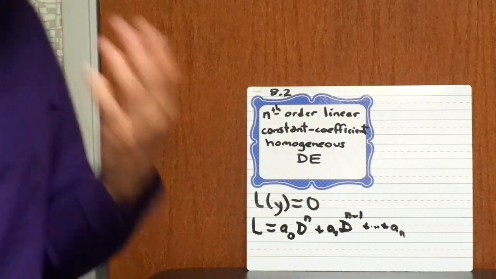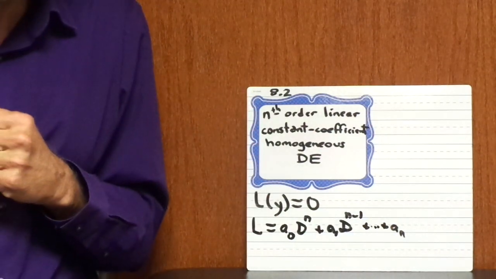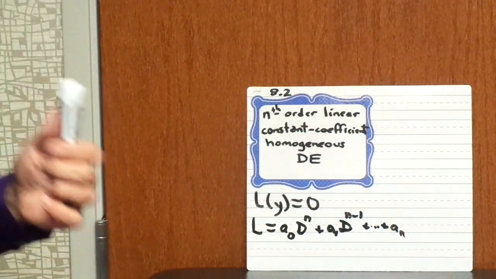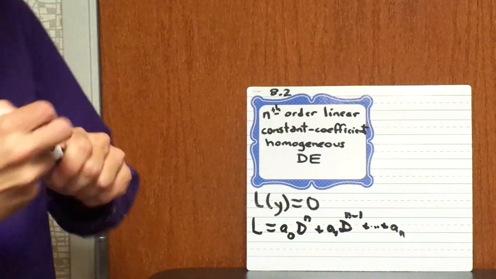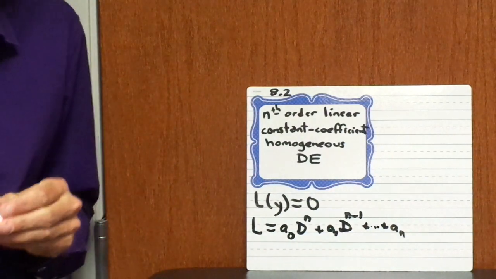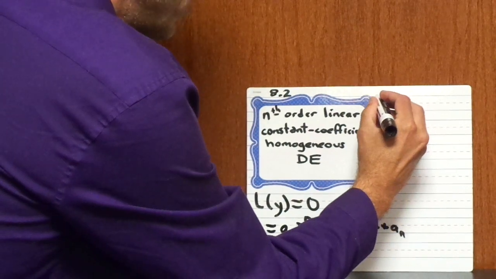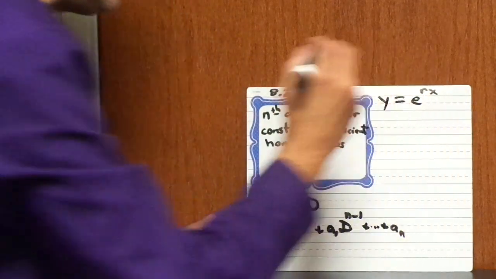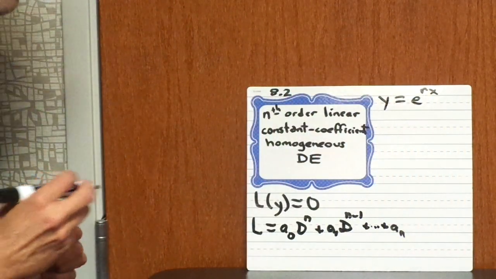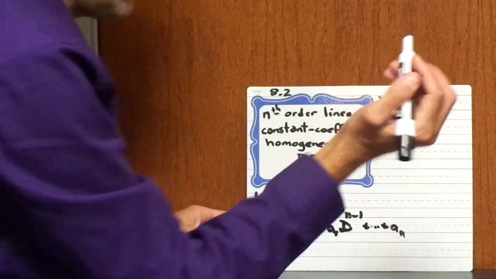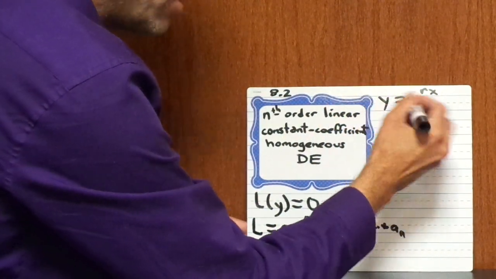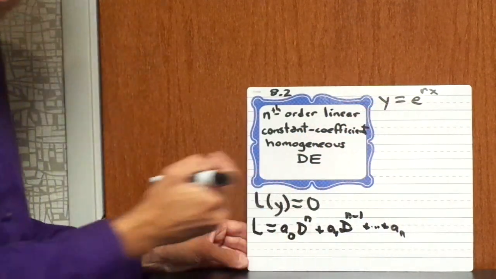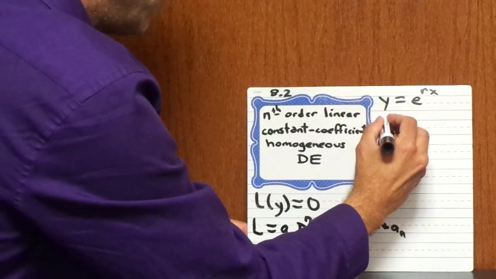How are we going to solve these differential equations? What we're going to do is come up with a guess. We're going to take a stab at it, guess something that might work, and then see if we can make it work. The guess that we're going to use is the following: we're going to try y equal to e to the rx. That's sometimes called a trial solution. What you can do with that trial solution is take n derivatives of it so that you can plug them into your differential equation.